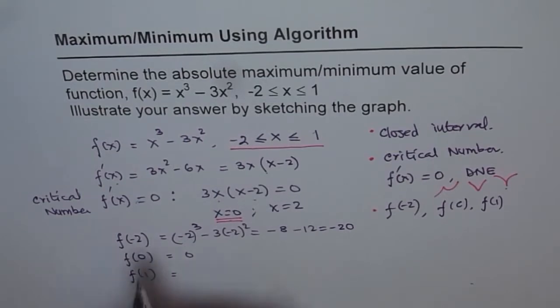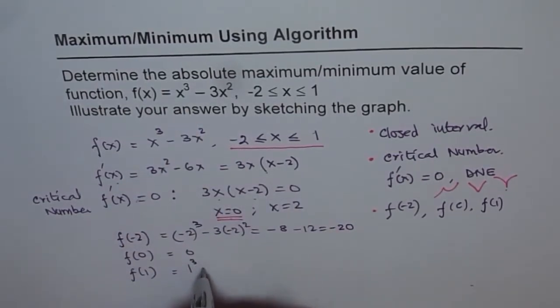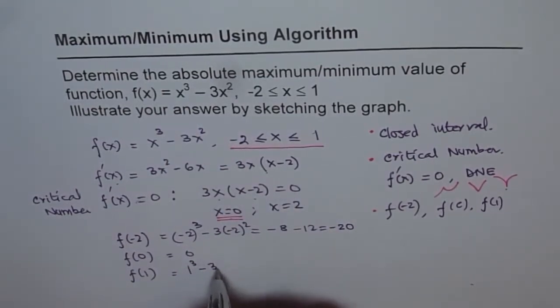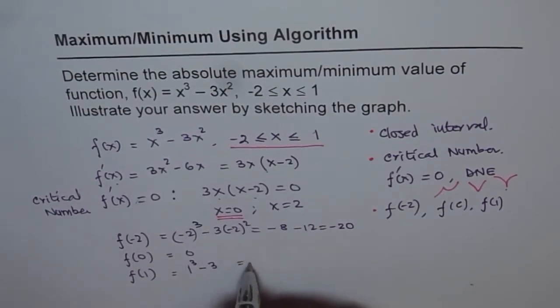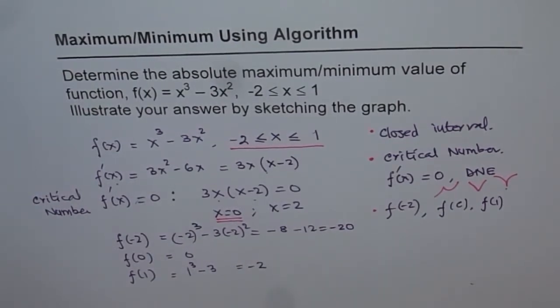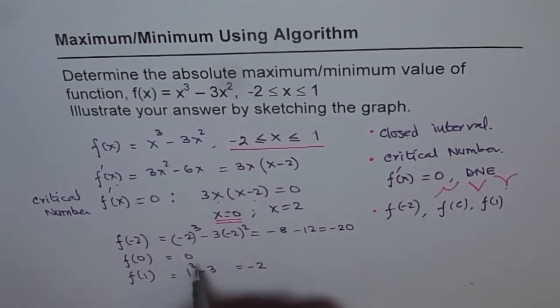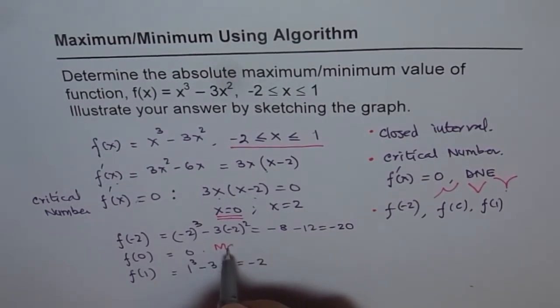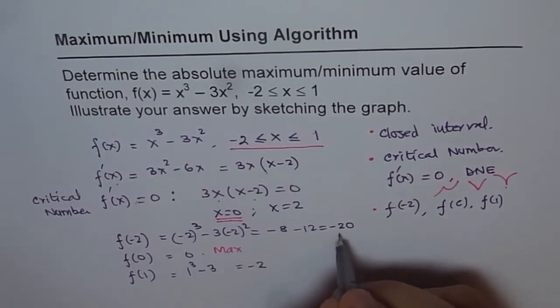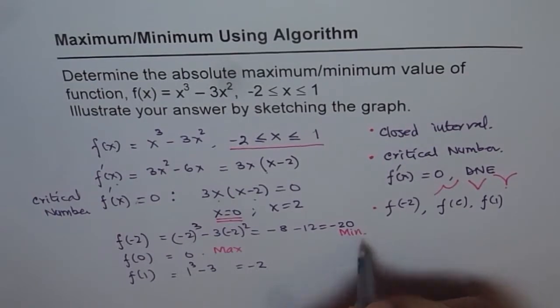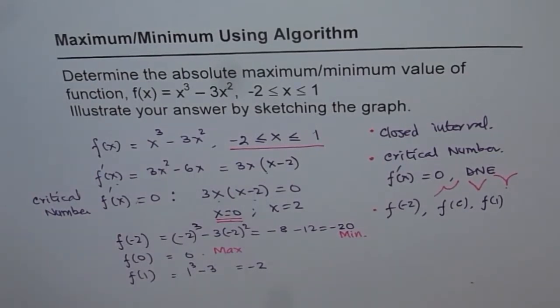And for f of 1, you plug in 1 here, so you get 1 cubed minus 3 times 1 squared, so you get minus 2. So clearly from here, we get a maximum and a minimum value. The maximum value, since the others are negative, is right there. So that is the maximum for us, and the minimum is minus 20. That becomes the minimum value for our function, correct? That is how we can get maximum and minimum values for the function.